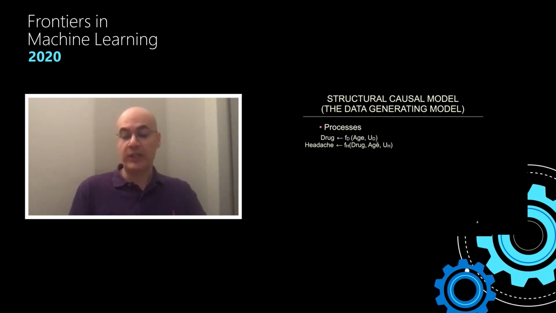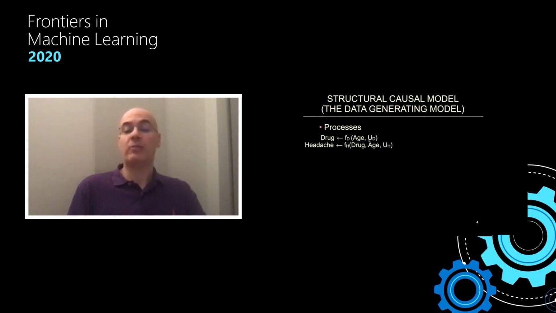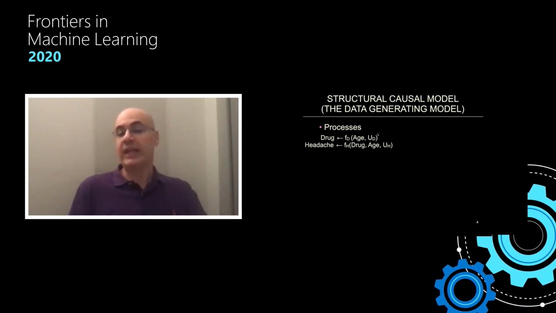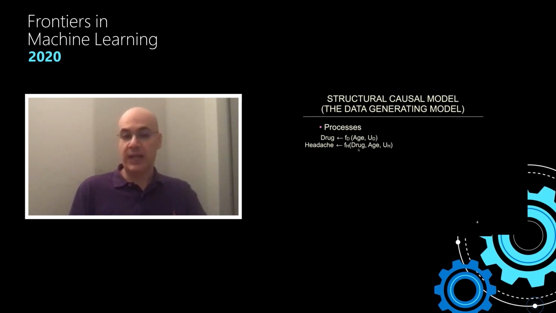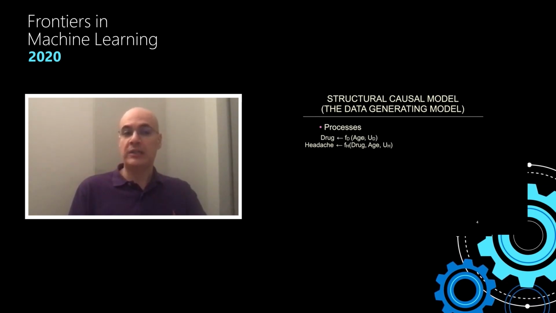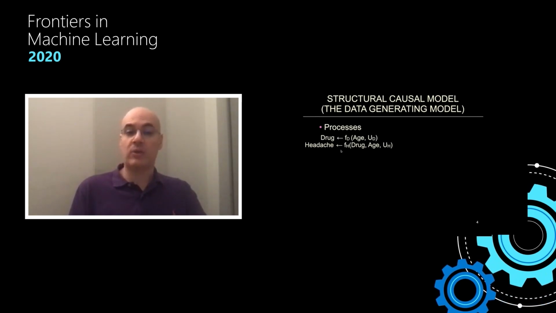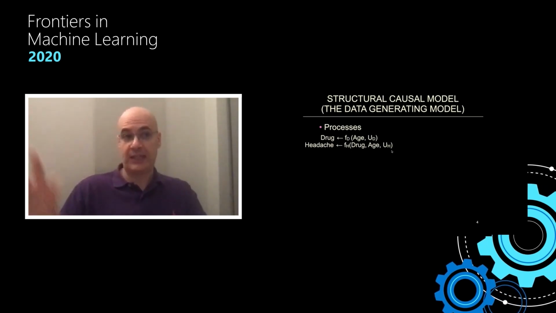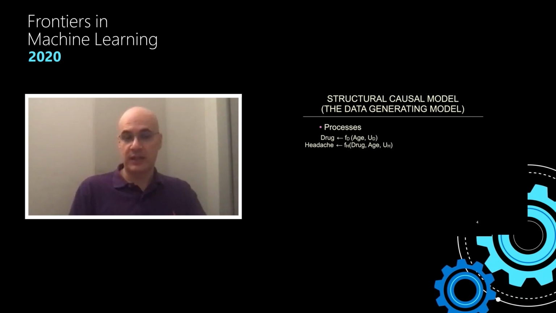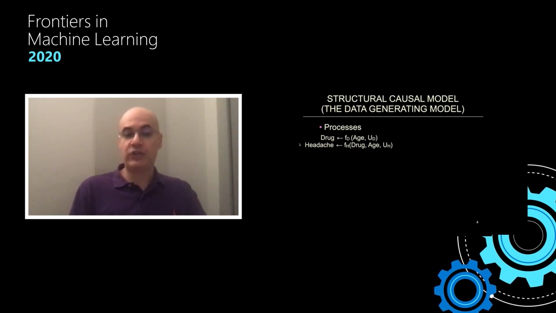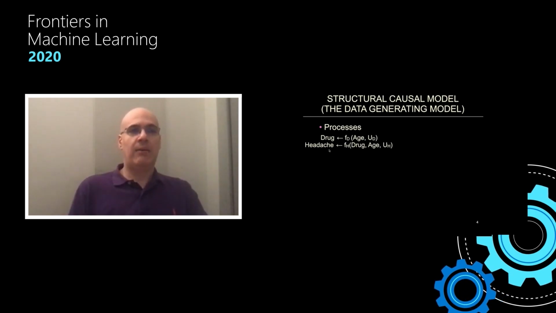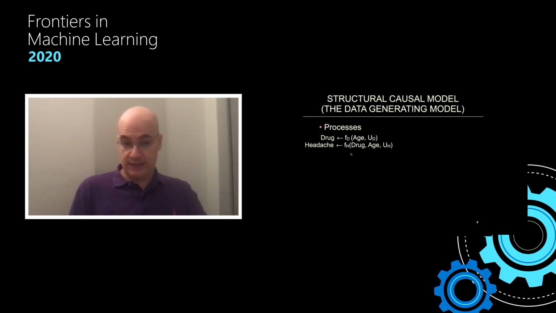This unobservable here is like all variables in the universe that generate variation to drug. That is not age can be included in this U sub D. And the same here with the U sub H. There is the drug and age that are observables, goes to the transformation F sub H with the U sub H. Again, all variables in the universe that are not drug and age, and someone will have or not have headache. This is the real process.